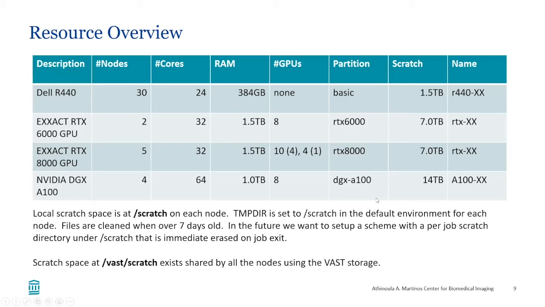Also, in the future, we want to set up a scheme where there'll be a per-job scratch directory, so if your job is job 99, there'll be a /scratch/99, and that's what TMPDIR will be set to, and that's what you should use, and that will be deleted as soon as the job's over. As it is, we're just cleaning files every 7 days on the scratch space. Also, there is a scratch space we now have on the VAST storage, VAST Scratch, that everybody can use, and that is accessible from all nodes in case you have jobs that are running across nodes that need to share a scratch space.